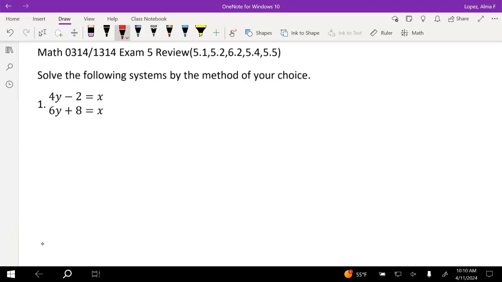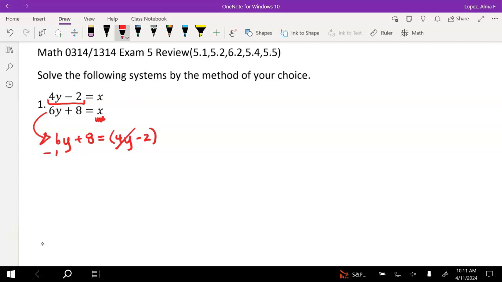So I'm going to start off by saying x is equal to this little block right there. That means that everywhere in the other equation, everywhere there's an x, we're going to substitute in that little block. So we get 6y plus 8 equals x, but now I know that x is equal to 4y minus 2. Again, the parentheses are just to show that I plugged in, in case there's ever anything to distribute. It helps me not to forget. Not necessary on this one, but I showed them anyway.